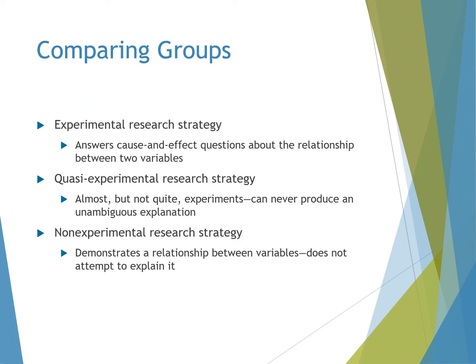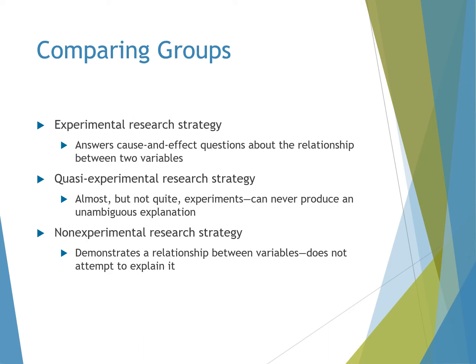So when we're comparing groups, there's a couple of different approaches. Like I said, with an experimental research strategy, we're able to get into cause and effect. So with an experimental strategy, we're going to manipulate one variable and measure how it affects another variable while we control everything else. So in an experimental strategy, the goal is really to explain the relationship by determining the underlying causes.